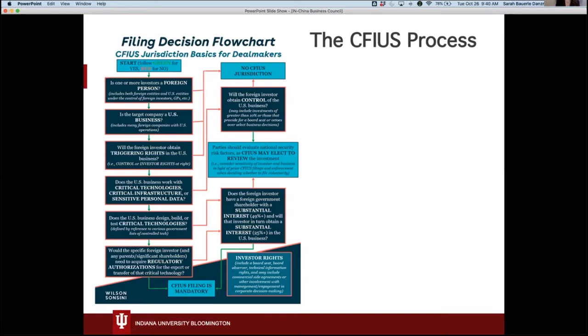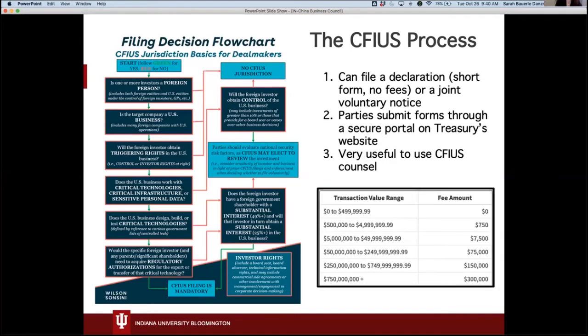But if you are in a voluntary kind of situation, then you need to think through if you should file, which is going to be a function of if you anticipate that your transaction could be considered to generate a national security risk. And then if you are filing, you need to determine if you should move forward with a full filing or through an expedited declaration process. And the basic idea here is that a full filing has a 45-day initial period with the possibility of a 45-day investigation. And now there is a fee structure for full filings.